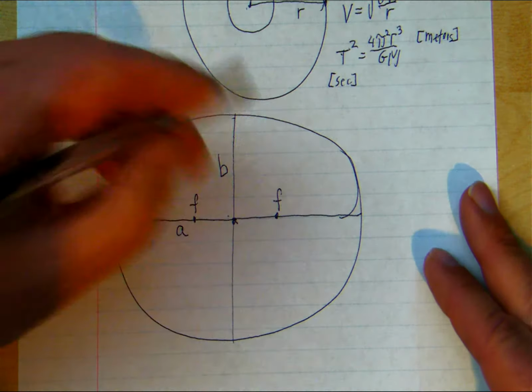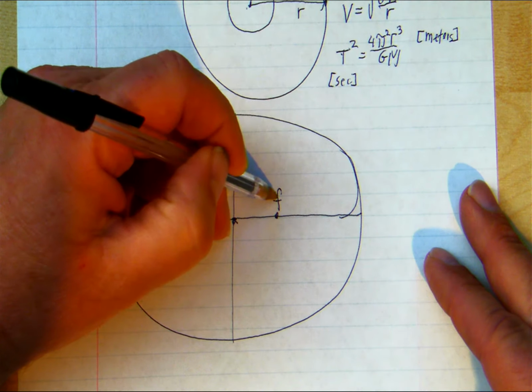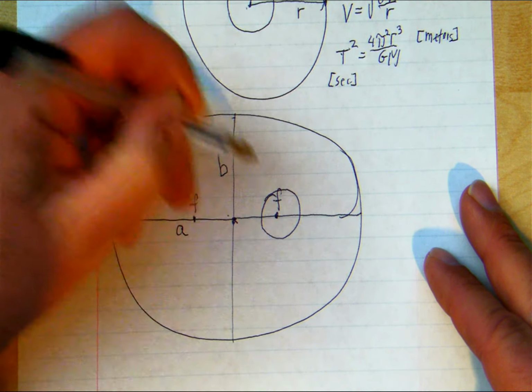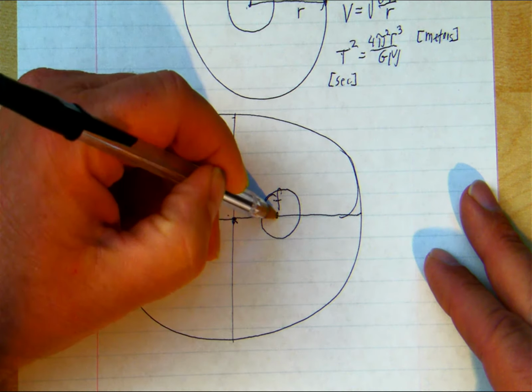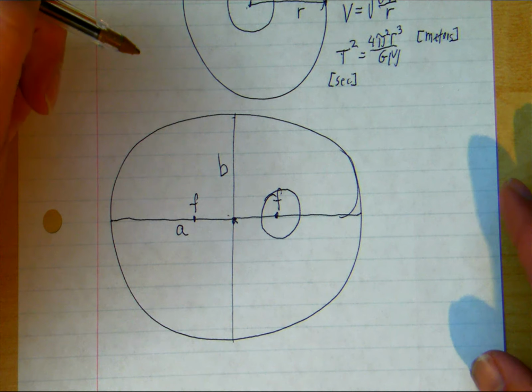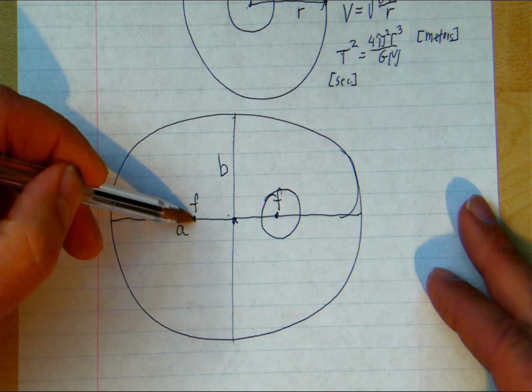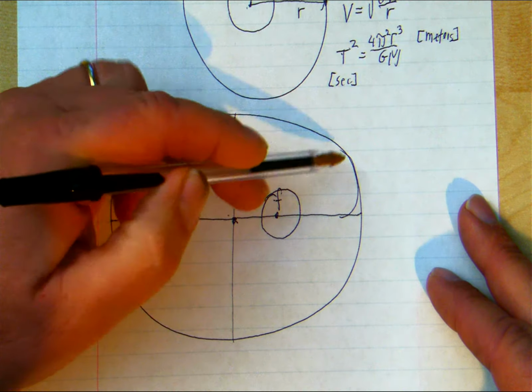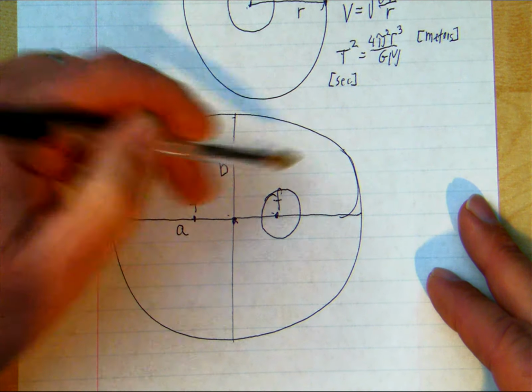What Kepler figured out is that the sun, or in this case, the central body, is at one of the 2 focal points, and there's nothing at the other focal point. Okay, so if this were Mars and that's the sun, great.